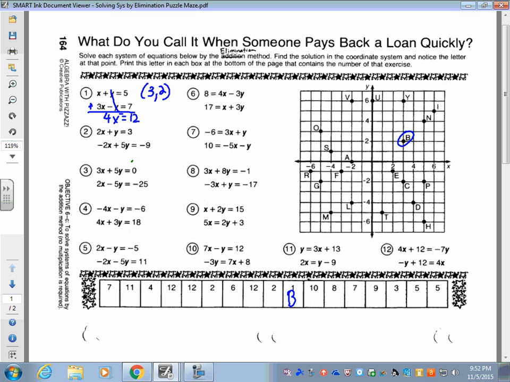So in the box, I already put that there. In the box 1, you're going to put the letter B. And then we're going to do the same thing for number 2.